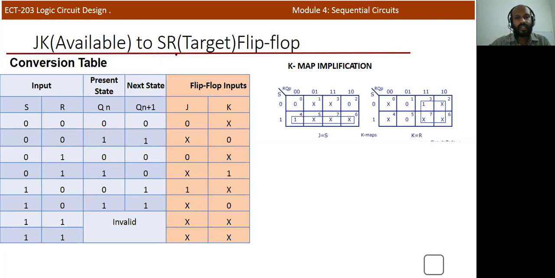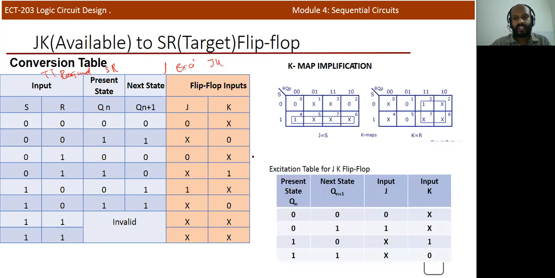In order to get JK to SR, the required flip flop is SR. So we'll write the truth table of SR, then the excitation table of JK. But there is a problem in the case of the SR truth table. If you write the sequence 1 1, it is invalid, so make sure that 1 1 is invalid. For 0 to 0 transition, we know that it's 0x, and 1 to 1 transition, it's x0. Similarly, by looking into the excitation table of JK, you can write the last two columns.